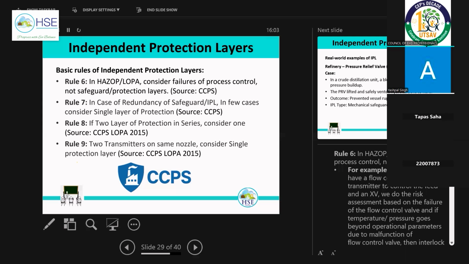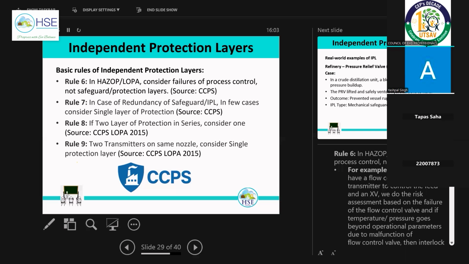So in that case, what happens, we have 2 different control loops: one temperature transmitter is connected with a control valve, a separate loop, we can say loop 1. The second transmitter is connected with an XV, on-off valve, so a second loop. Here we have 2 different independent loops, but the transmitters are on the same nozzle. So in case of the same nozzle, if the nozzle fails, detection will fail, so both loops will fail. So in this case also, we should consider only one loop as a credit for the protection layer or safeguard.